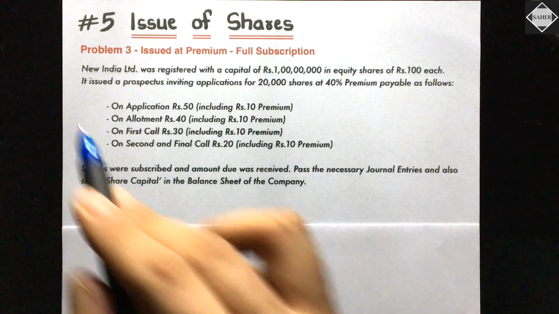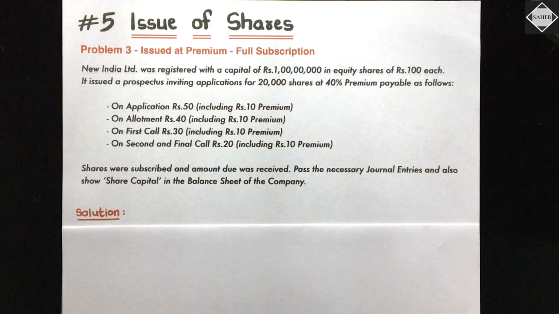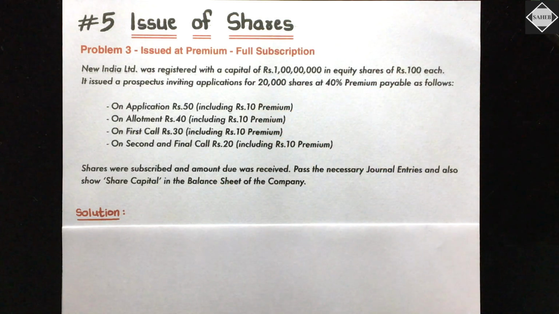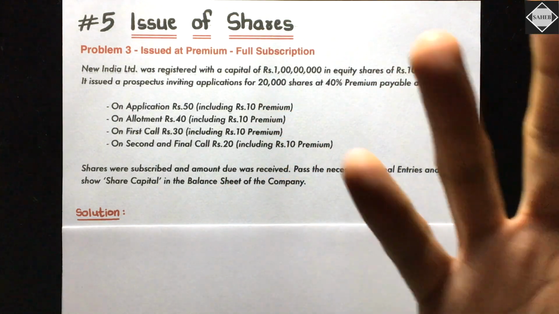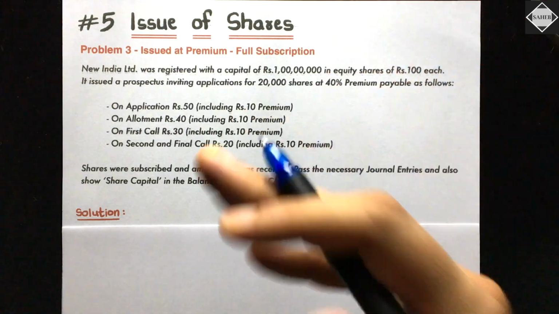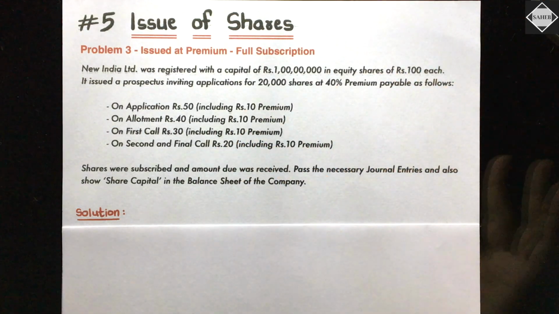Today in this fifth video of the issue of shares chapter, we are going to solve our third problem. And this is a very interesting question because here the shares have been issued at a premium, at an extra amount more than the face value. So how the journal entries will be passed, it will be very interesting to see that.